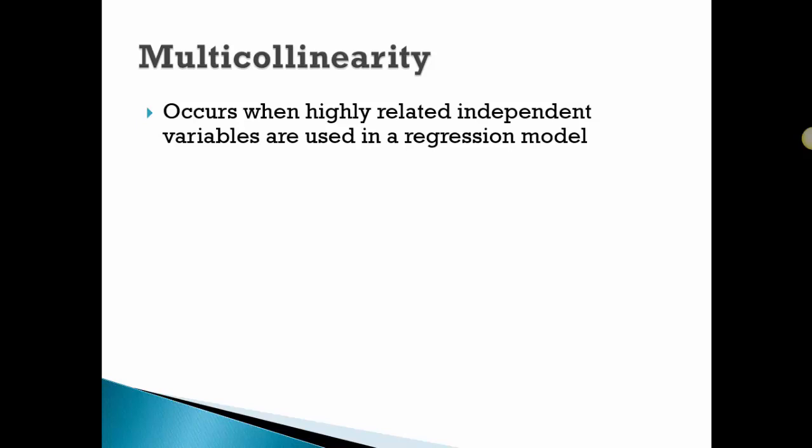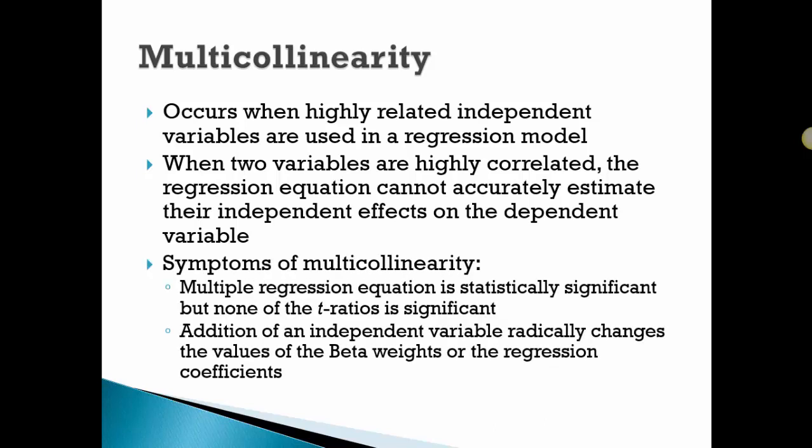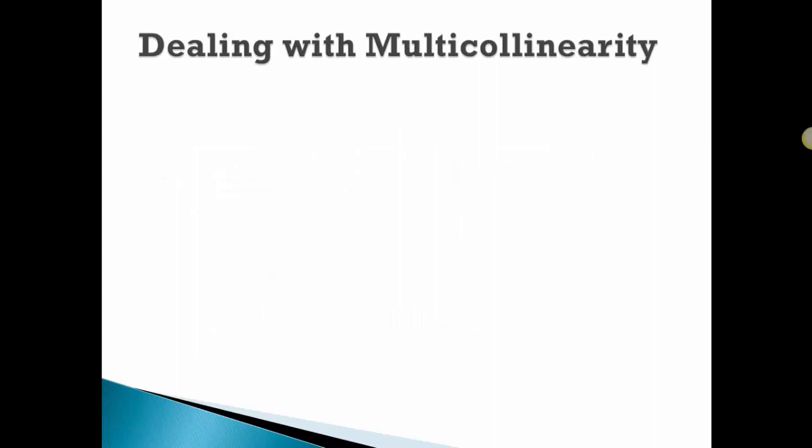The last topic in this section is called multilinearity. Multilinearity occurs when highly related independent variables are used in a model. When two variables are highly correlated, the regression equation can't accurately estimate their independent effects on the dependent variable. Here are some of the symptoms. The multiple regression equation is significant, but none of the t-ratios are significant. The addition of an independent variable radically changes the values of the beta weights or the regression coefficients.